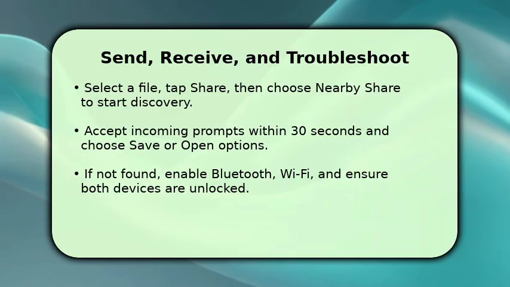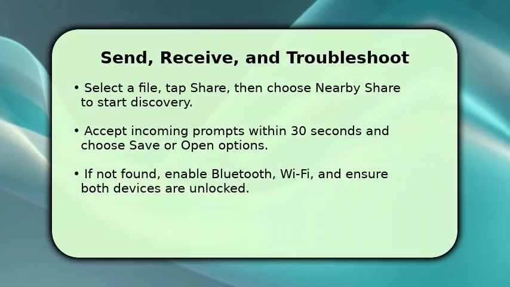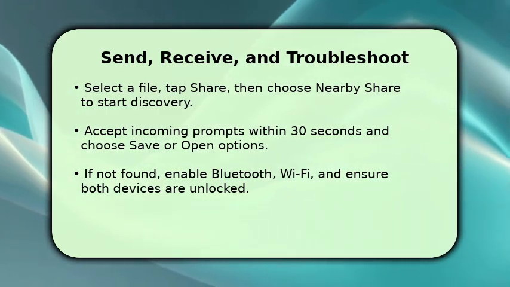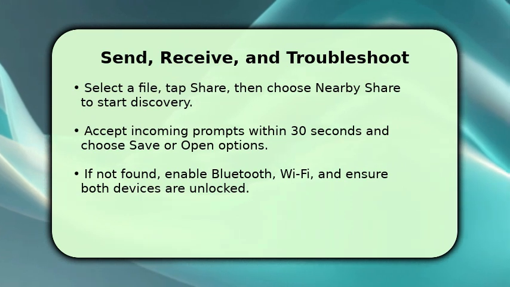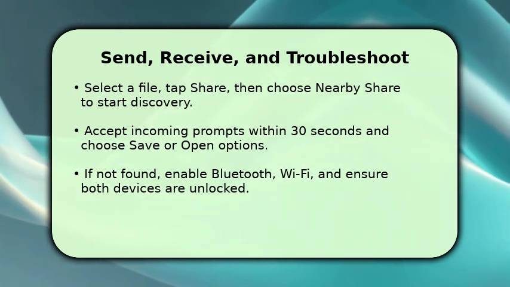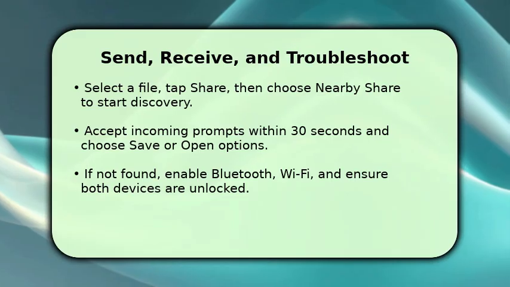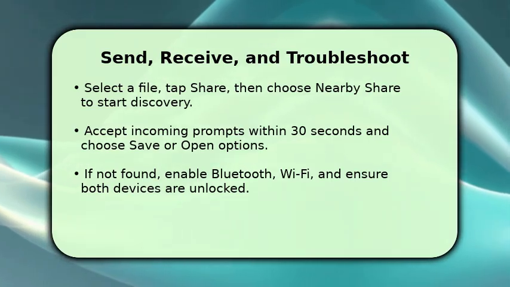Transfers resume automatically if connectivity switches between Wi-Fi and hotspot modes during sharing. If a device does not appear, enable Bluetooth and Wi-Fi, unlock both phones, and move them within 3 meters for better discovery.